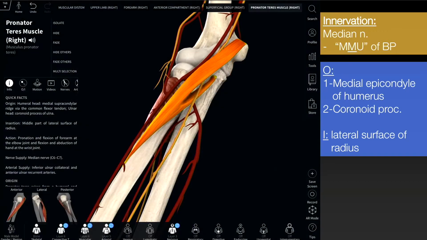Now, I took the time before class to take a few screenshots that highlight and illustrate these points a little bit better. You can see the 2 origins shown here clearly. Medial epicondyle at the top, the coronoid process, no surprise, and you can imagine it extending across to the lateral surface of the radius. And then as that muscle shortens and contracts, it would bring the radius over, pivot the radius on top of the ulna, or pronate the forearm.